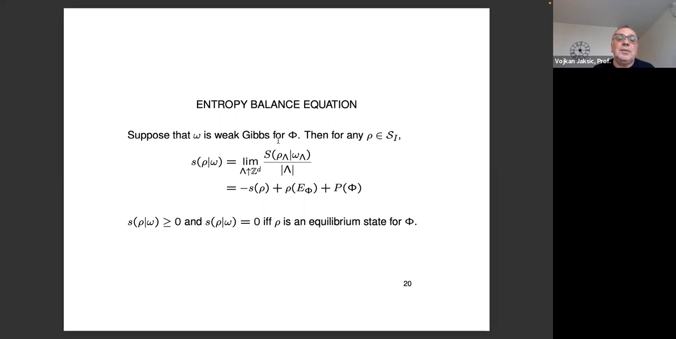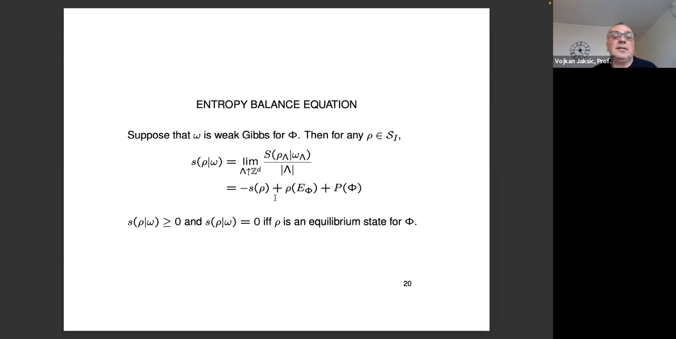If you start with a weak Gibbs state for phi, that is almost Gibbs, if you wish, according to the definition which I have given, then for any translational invariant state rho, if you look at the specific relative entropy of rho with respect to omega, so this is just the relative entropy of the restrictions to the box per unit volume, you have a formula. This limit exists and it is equal to minus the specific entropy of rho plus the expectation value of the specific energy in the state rho, and then plus the pressure of phi. So this is almost immediate from the weak Gibbs condition.